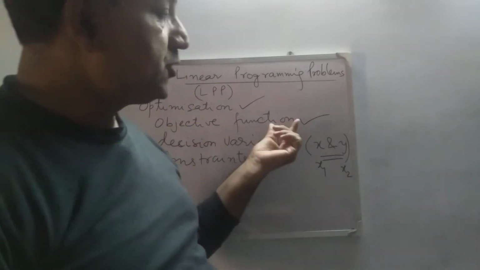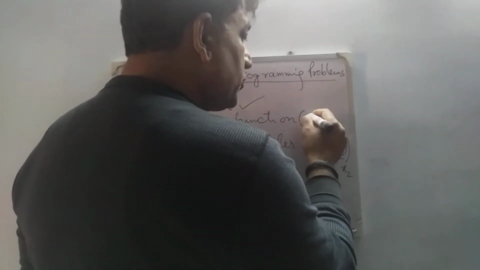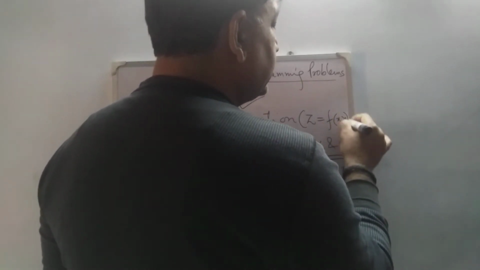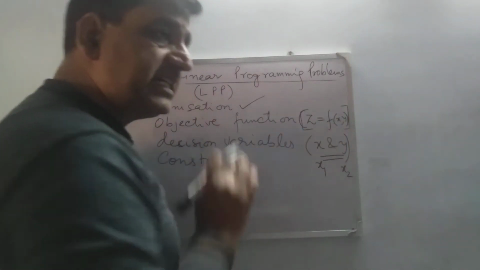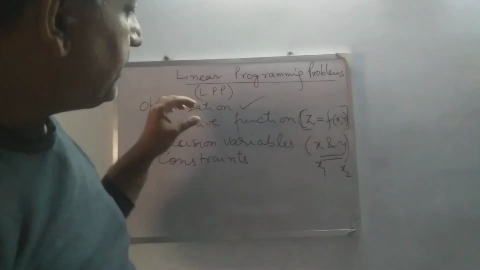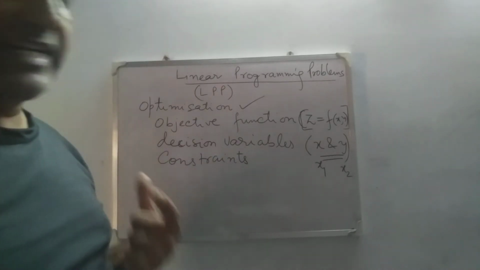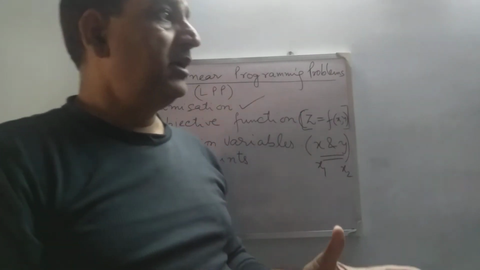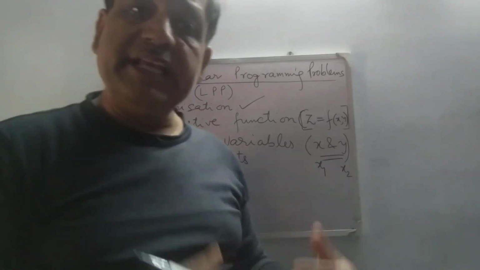An objective function should be expressed in terms of x and y, and it is denoted by the symbol z, which is a function of x comma y. Z is a function of x and y, and this objective function depends on the decision variables x and y to be minimized or maximized depending on the constraints. Constraints means there are some hindrances in your process of maximizing or minimizing.